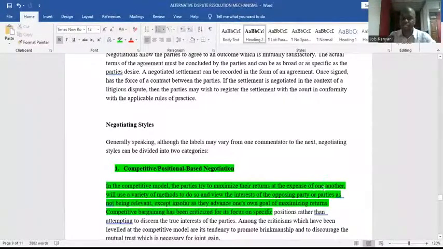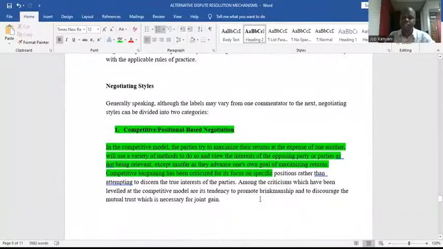So in a competitive or position of best approach, the parties try to maximize their returns at the expense of one another. They will use a variety of methods to do so and view the interests of the opposing party or parties as not being relevant, except insofar as they advance one's own goal of maximizing their own returns. Competitive bargaining has been criticized for its focus on specific positions rather than attempting to discern the true interests of the parties. Among the criticisms leveled at the competitive model are the tendency to promote brinkmanship and to discourage the mutual trust which is necessary for joint gain.